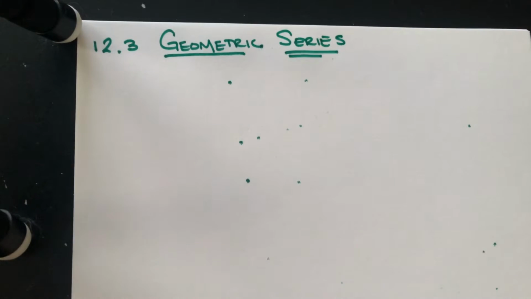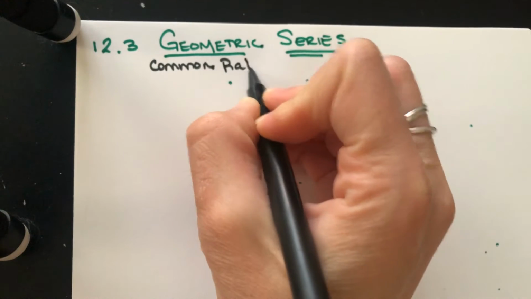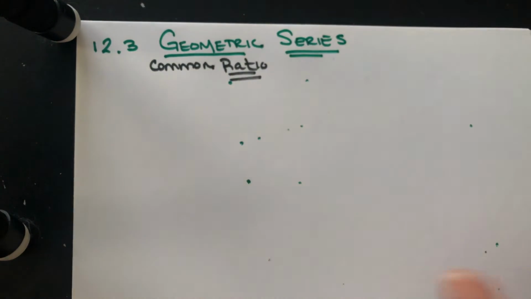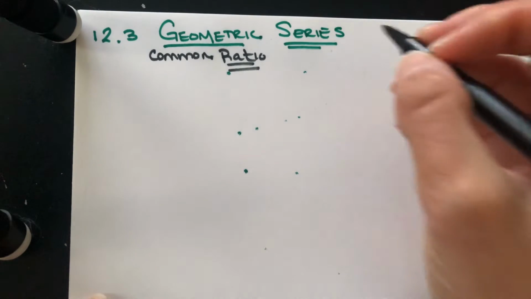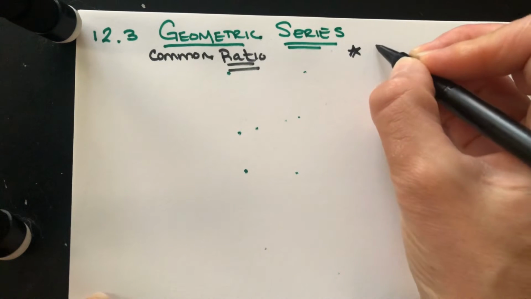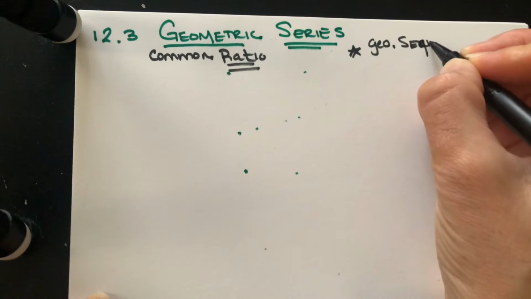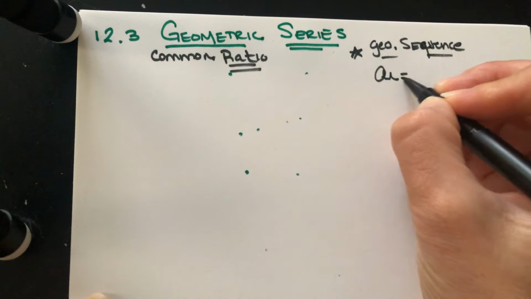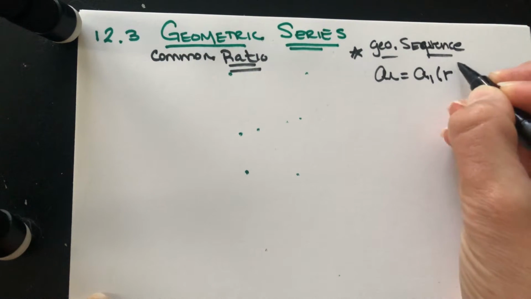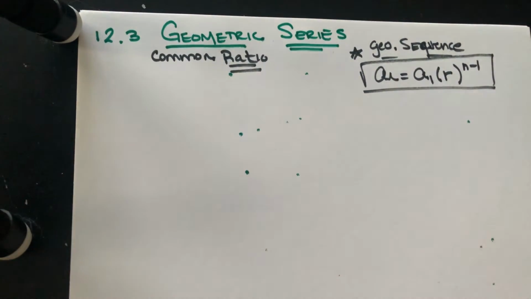All right, so again, when we're doing geometric, you need your common ratio. Just like when we did arithmetic series, you had to use your arithmetic sequence. For your geometric series, don't forget we're going to be using the geometric sequence. And just to review, a sub n equals a1 r to the n minus 1. So just don't forget that. Again, I would write them all down on your paper.